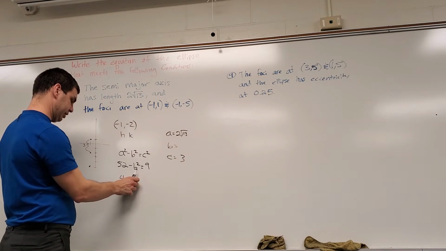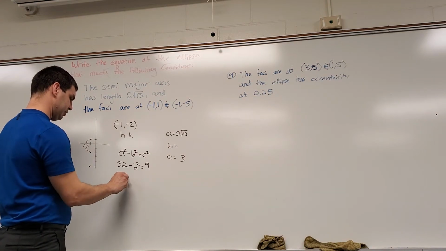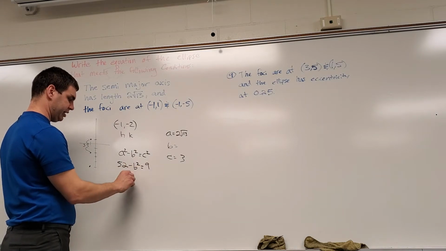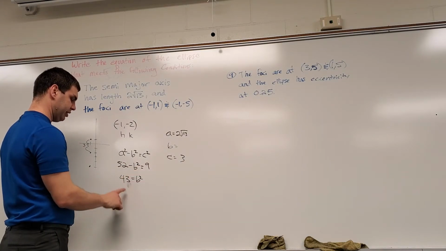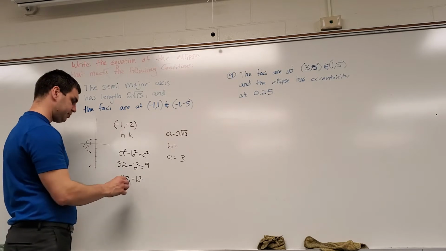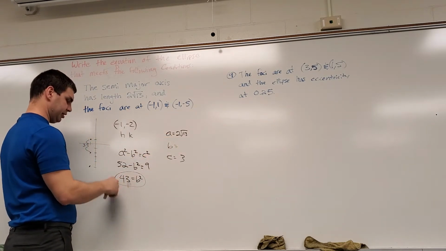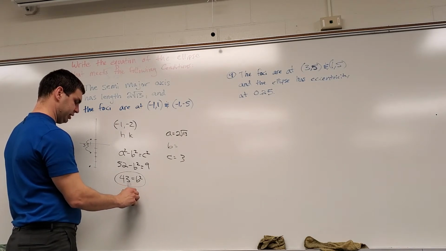No, it's not. It's 43. And then if I add B squared to the other side, 43 equals B squared. That's going to be good to know. And then we also need A squared. I think we said earlier was 52. So 52 equals A squared.